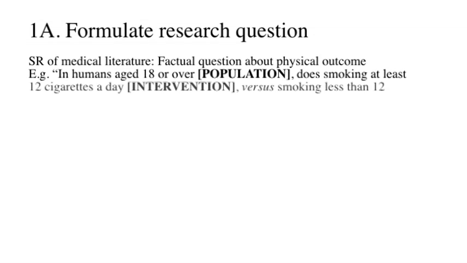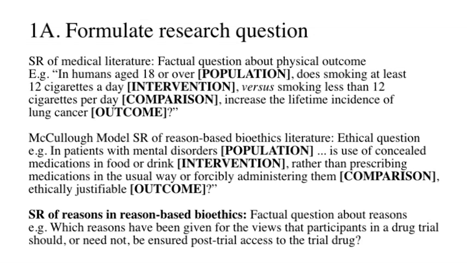The first step of formulating the research question differs depending on what type of systematic review one is conducting. To briefly recap, a traditional systematic review of the medical literature, say, asks a factual question about a physical outcome, such as, in humans aged 18 or over, does smoking at least 12 cigarettes a day versus smoking less than 12 cigarettes a day increase the lifetime incidence of lung cancer?